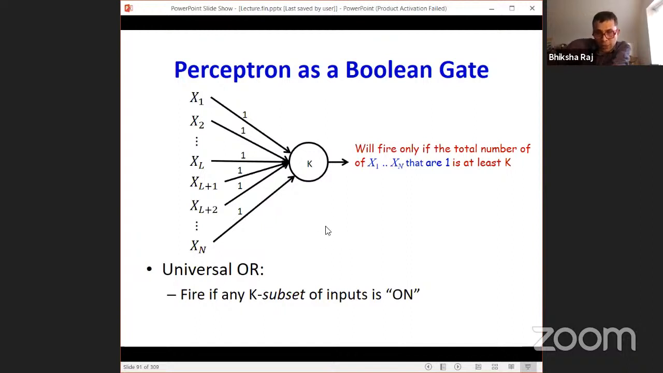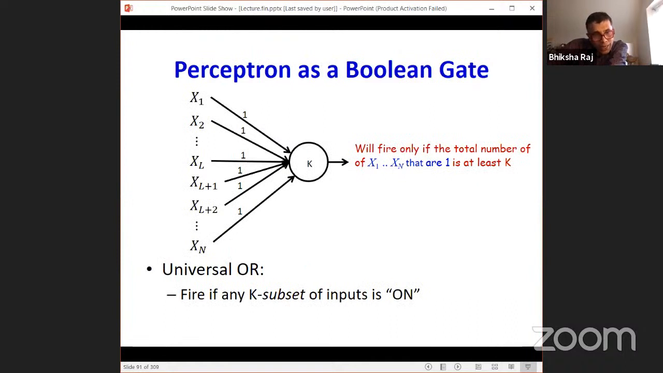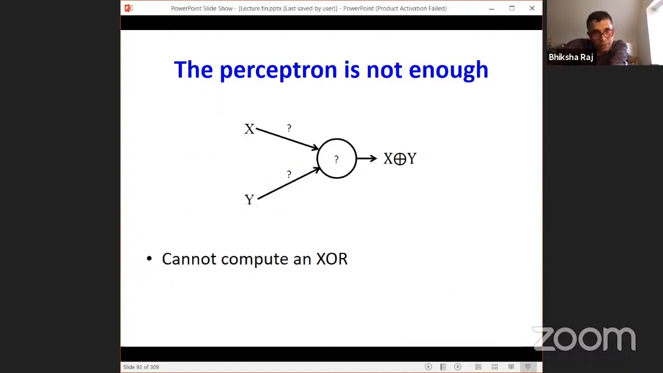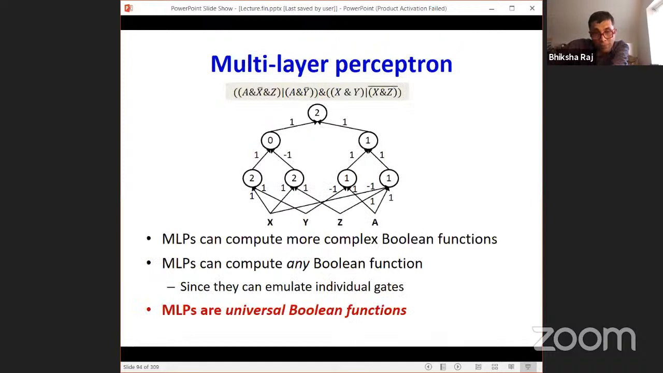So you can see that you can compute all kinds of crazy functions, right? Which is why Rosenblatt got fooled into believing a perceptron could compute any Boolean function. But then we saw a perceptron cannot compute an XOR. This one requires a multi-layer perceptron. But once you have MLPs, you can compute very complicated Boolean functions. You can compute any Boolean function. So MLPs are universal Boolean functions.